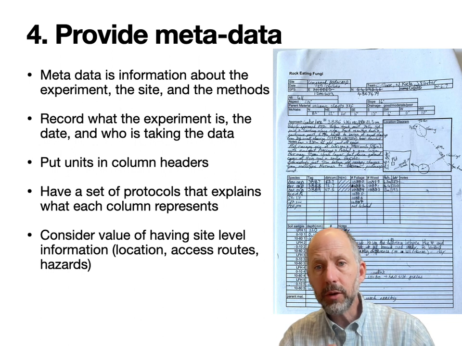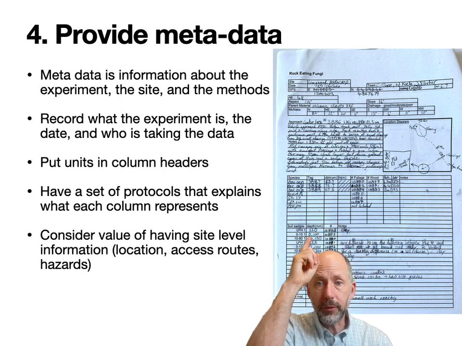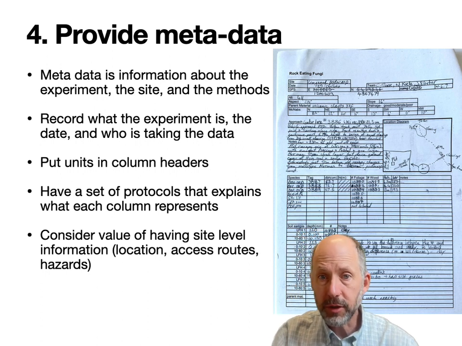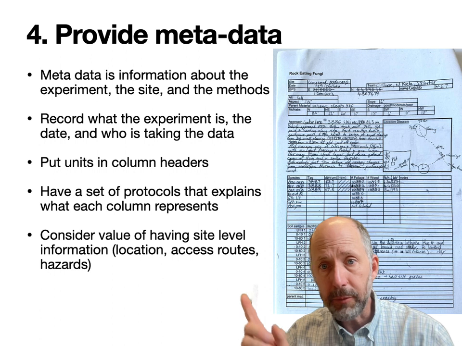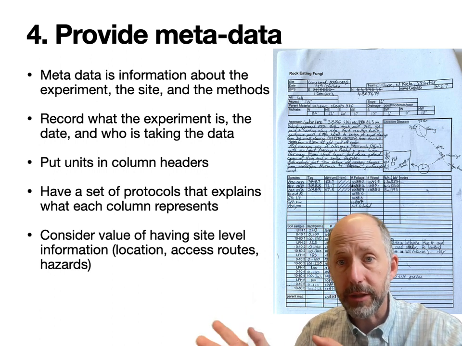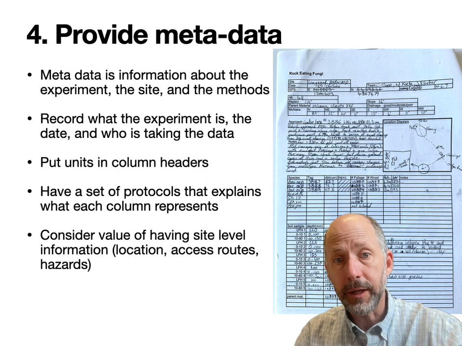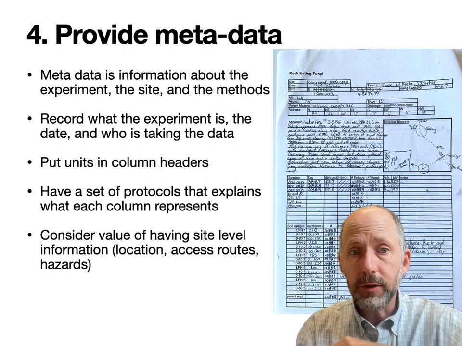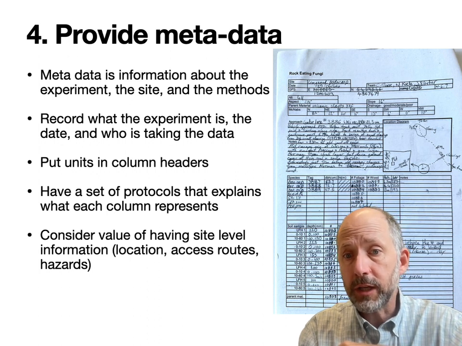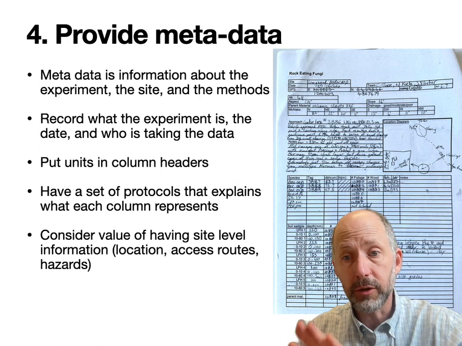If you look just right there, you can see that it gives you the units. So it says, measure the depth of the soil to the nearest millimeter in this case, measure the diameter of trees to the nearest centimeter, the height to the nearest meter. So putting the units in the column headers is really useful metadata. You should also have a sheet of protocols that explains what each column represents. That might not be on your data sheet, but it might be on a cover sheet that goes with the data sheets.